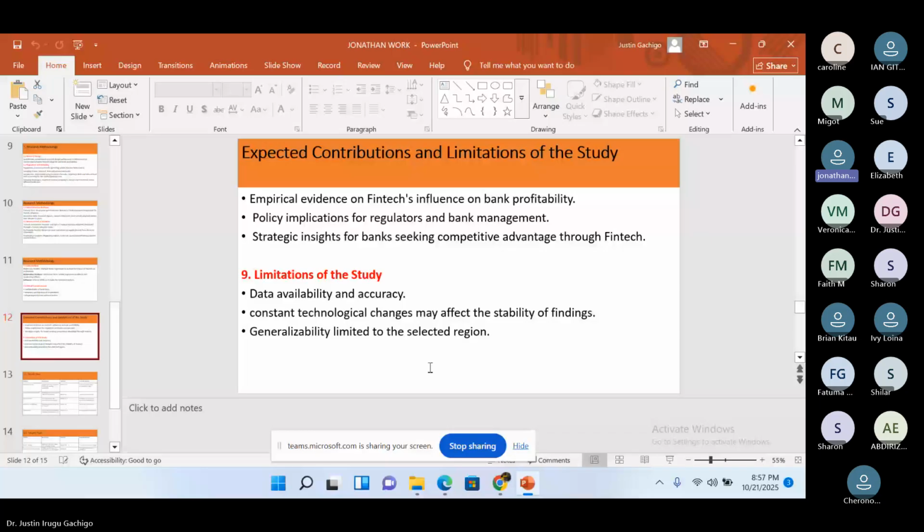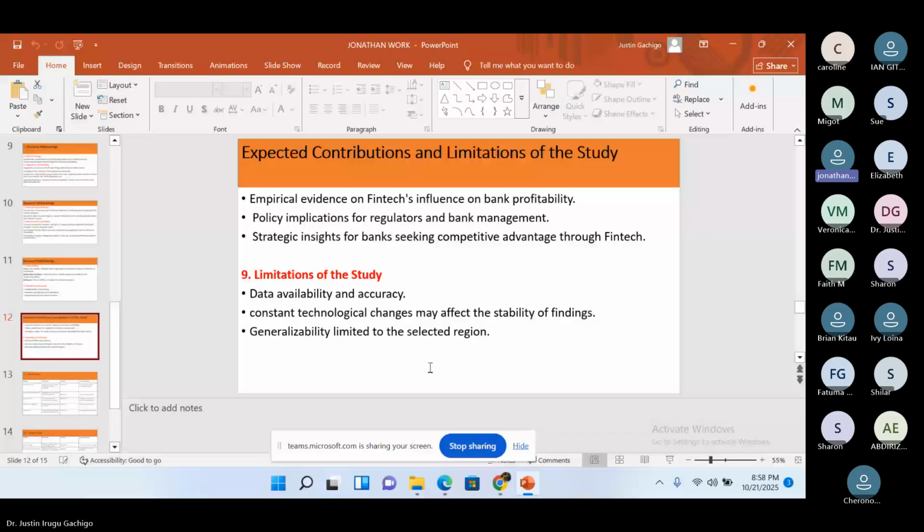The limitations: there is data availability and accuracy. There are also constant technology changes which may affect the stability of the findings. And there is also generalizability because of the limited region, that is Tharaka Nithi County. I may not be able to go outside Tharaka Nithi to do this research.